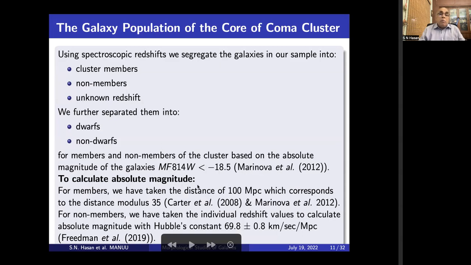And to calculate the absolute magnitude, for members we have taken the distance of 100 megaparsecs, which corresponds to the distance modulus of 35. For non-members, we have taken the individual redshift values to calculate the absolute magnitude with Hubble constant 69.8 plus or minus 0.8 kilometers per second per megaparsec.